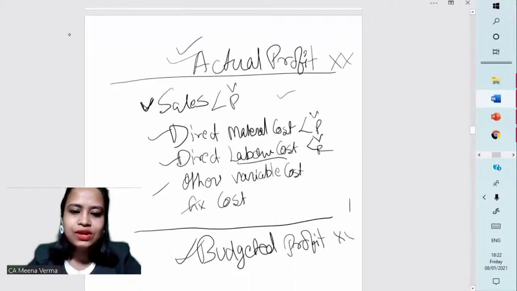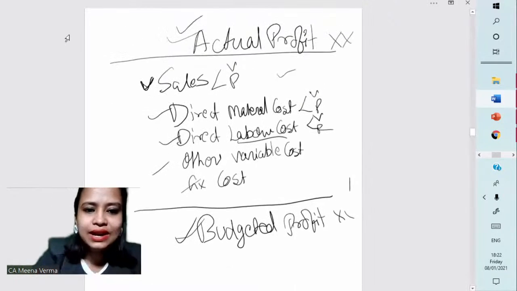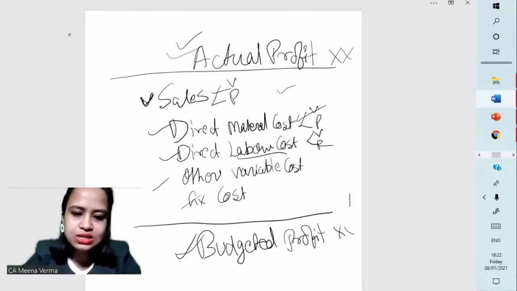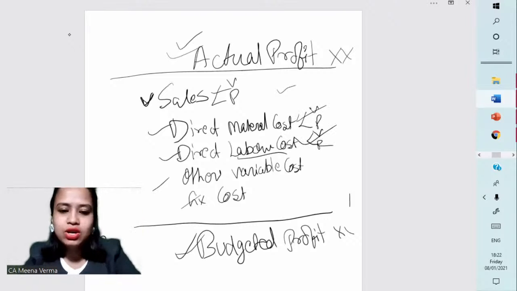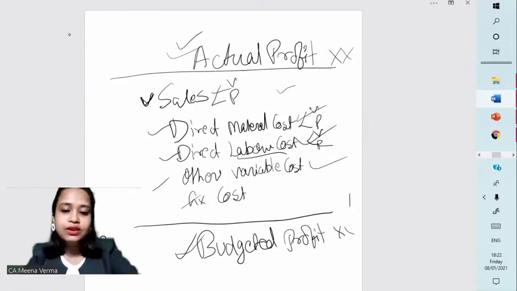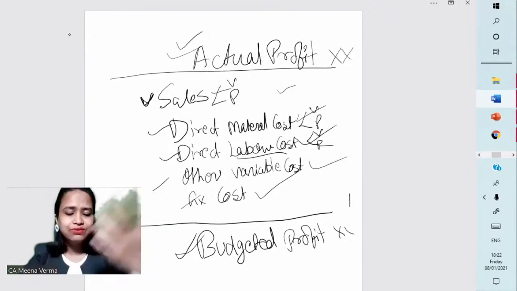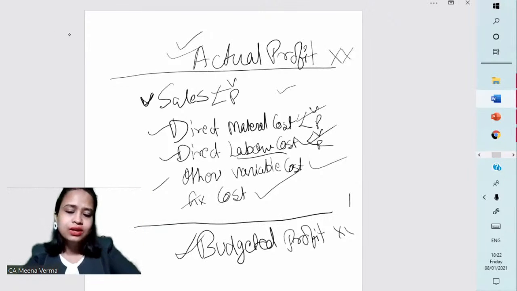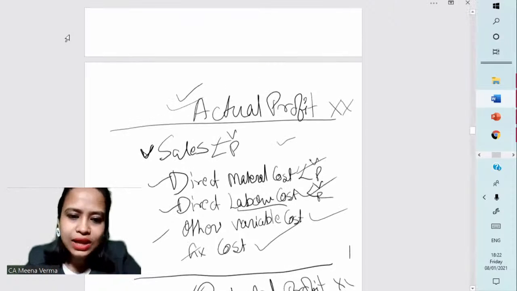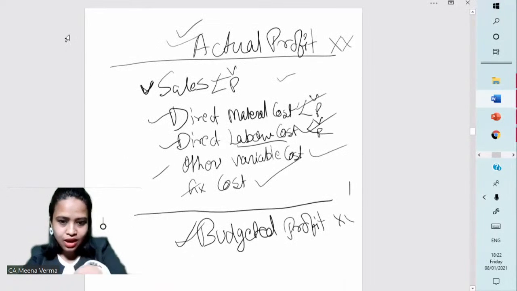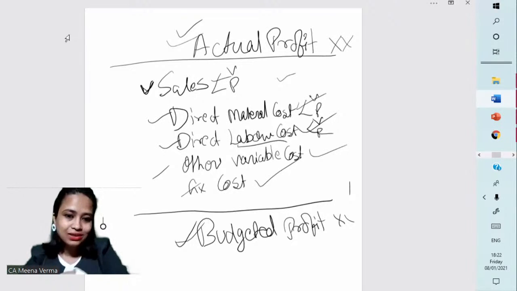So that is why we will consider all these things. Variances arise because of the sale, because of the direct material cost, because of the direct labor cost, because of the other variable cost, and because of the fixed cost. Because of all these reasons, if there is any kind of variance, we know that the actual profitability will be different. So this will help us make a reconciliation statement, and after this it may help us in further investigation or analysis.